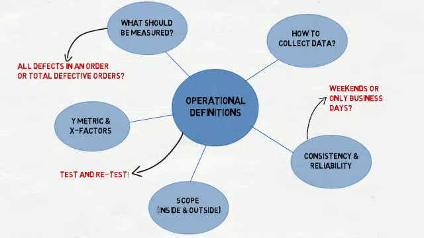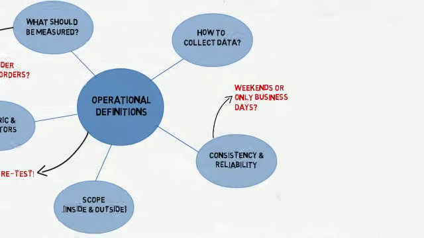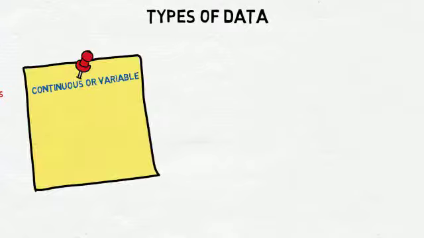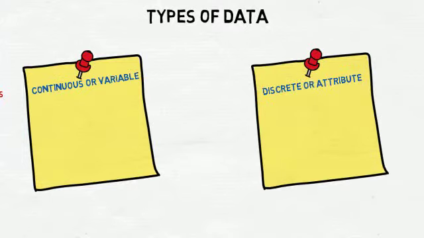Determining current process performance usually requires the collection of data. When developing a measurement plan, ensure that the data collected are meaningful and valid, and all relevant data are collected concurrently. There are two main types of data: continuous or variable data and discrete, categorical, or attribute data.